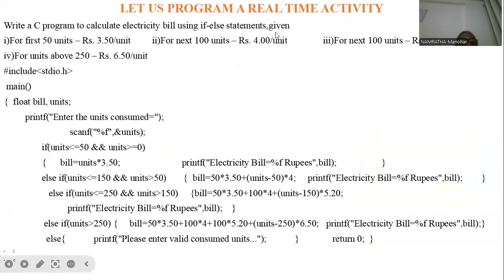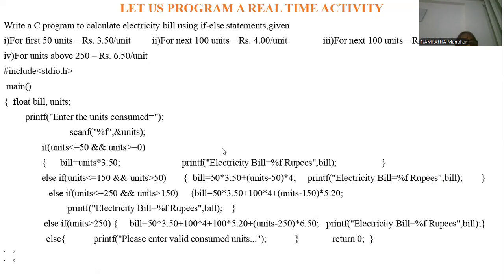Now, write a C program to calculate the electricity bill using if-else statements given. For the first 50 units, it is ₹3.50 per unit. For the next 100 units, ₹4 per unit. For the next 100 units, ₹5.20 per unit. And for the units beyond 250, it is ₹6.50 per unit.